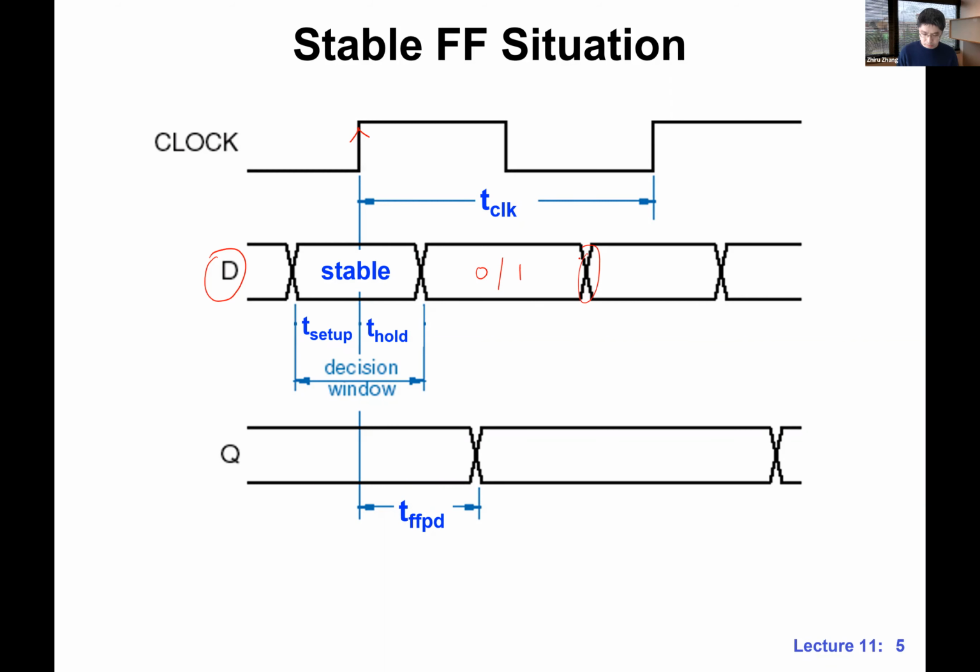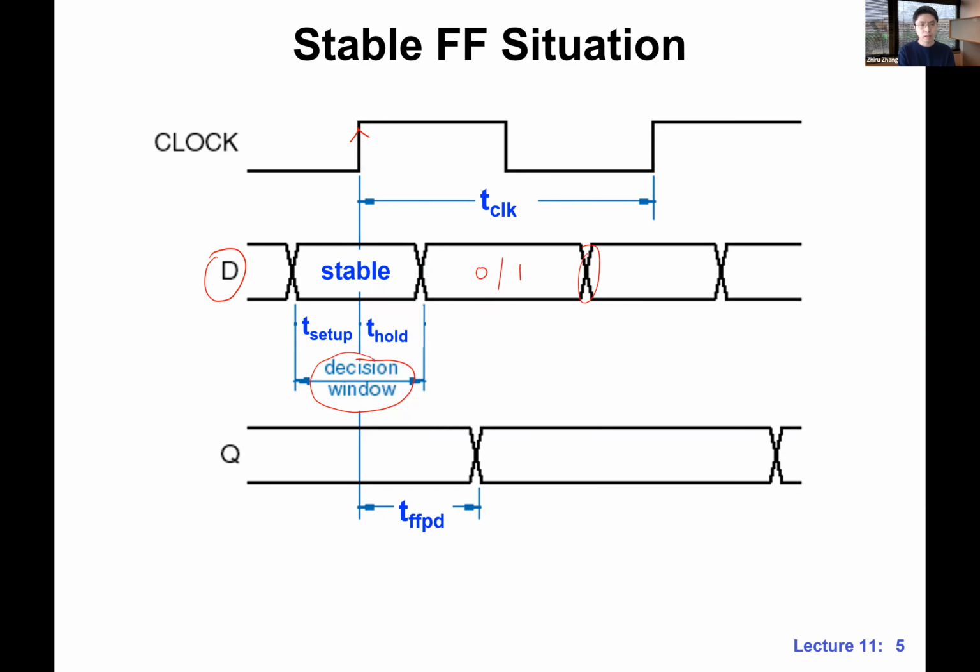So for the flip-flop to be able to capture this D input, we need to make sure that the signal of D is stable within this decision window right around the clock edge. The important thing I want to mention here is that there are two parts of this decision window. One part is called setup time, the other one is called hold time. We need to make sure that the signal is stable for a period of time before the clock edge, which is the setup time, and it needs to be held stable after the clock edge for another period of time, which is defined by the so-called T hold.